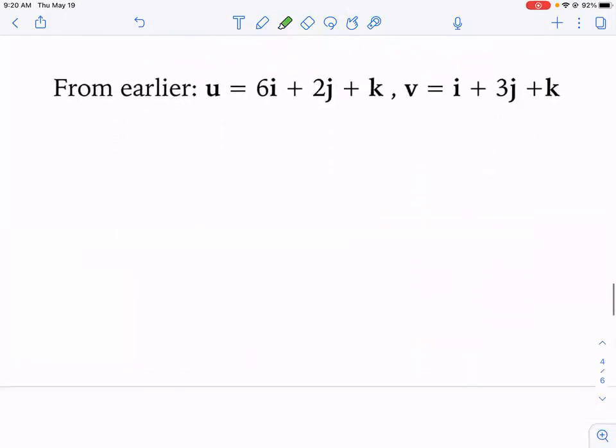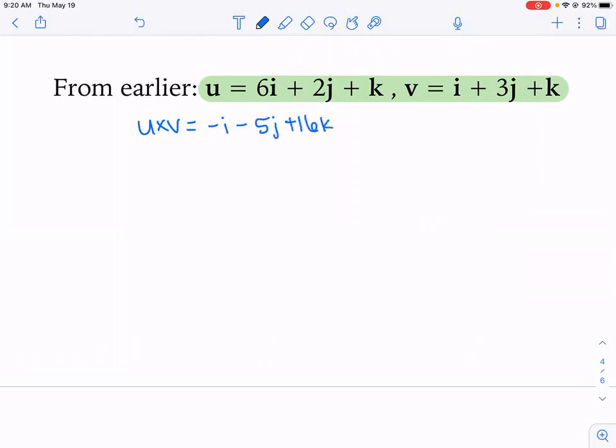So let's talk about this that we did earlier. We already wrote this down, okay? And we found that U cross V was -I minus 5J plus 16K. Did I remember that correctly? And V cross U was the opposite. Okay, so let's just look into this, all right?